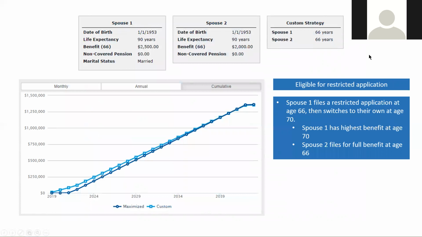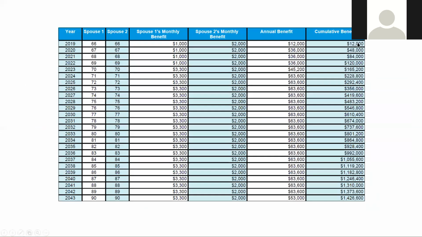Okay? So in this case, we're just going to walk through kind of how restricted application works. In this scenario, spouse one is going to file for their benefit at their full retirement age of 66 in their case. Spouse two at that time is going to file a restricted application. All right, so I find it more helpful to look at it here with the real numbers.